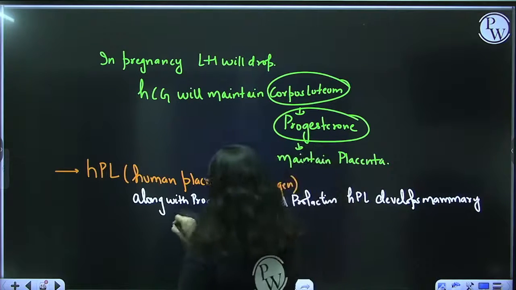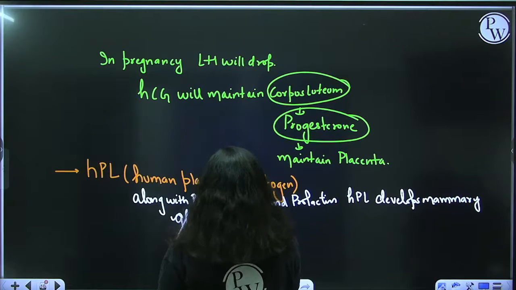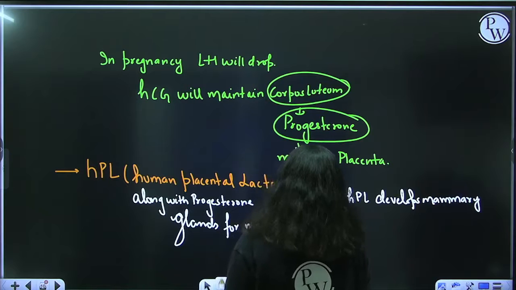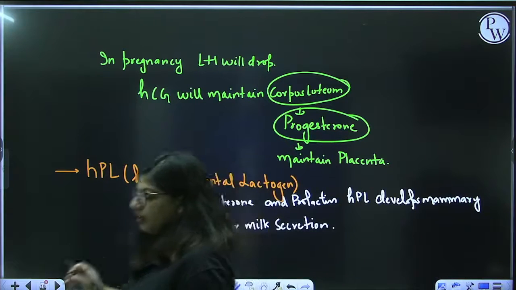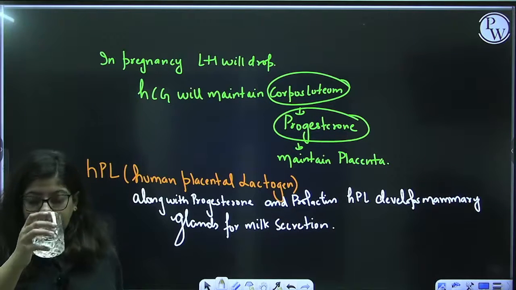Mammary glands for what? Milk secretion. For milk secretion. Okay, so these are the major, very important hormones that are secreted by the female's placenta.